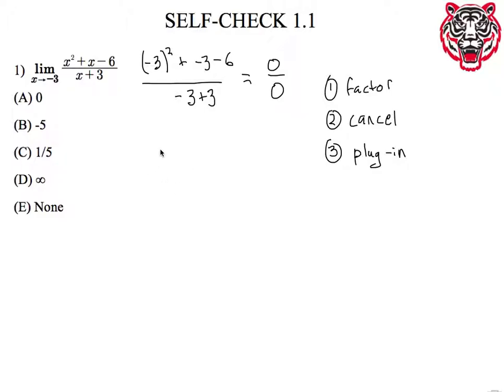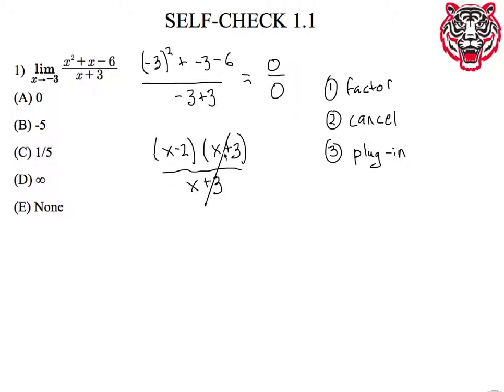Guys, tell me what it factors to on the numerator. x minus 2, x plus 3. Thank you, Carly. Does anything happen in the bottom? It's just x plus 3. All right, I just did step 1. Someone else do step 2. Cancel. Cancel what? x plus 3, x plus 3. All right, so those go away, and I'm left with just x minus 2.